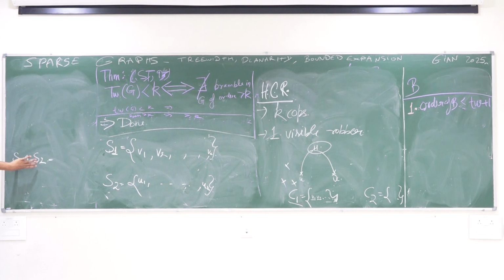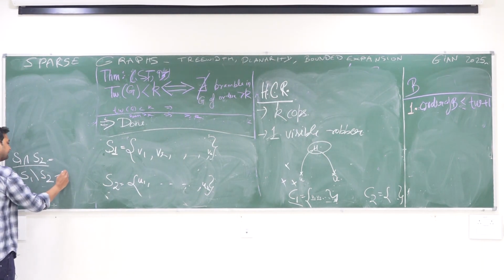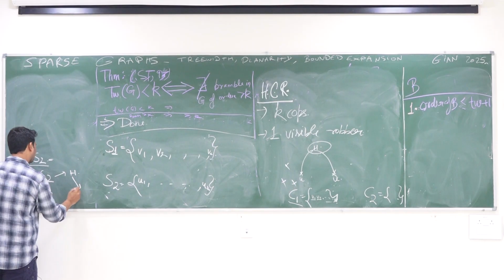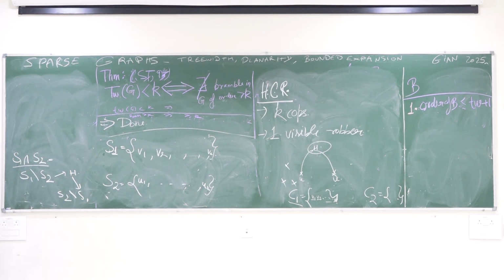So the people who are occupying S1 intersection S2 will stay on their own vertices. Now, all other cops will get on the helicopter to move to their new vertices, the S2 vertices. So these people will stay, and the rest of the cops, which are from S1 minus S2, will get into the helicopter and get down at S2 minus S1. That means all cops have the same power and same scale. So this is what the cops will do.